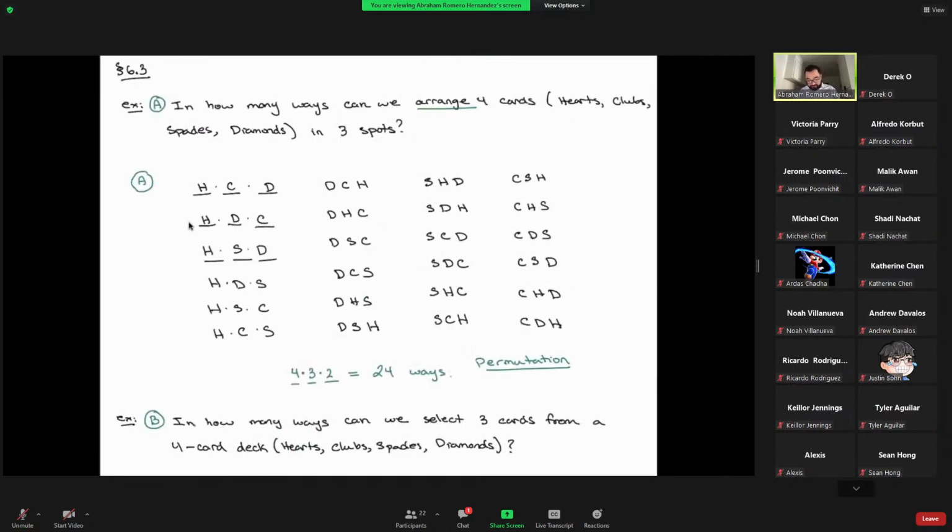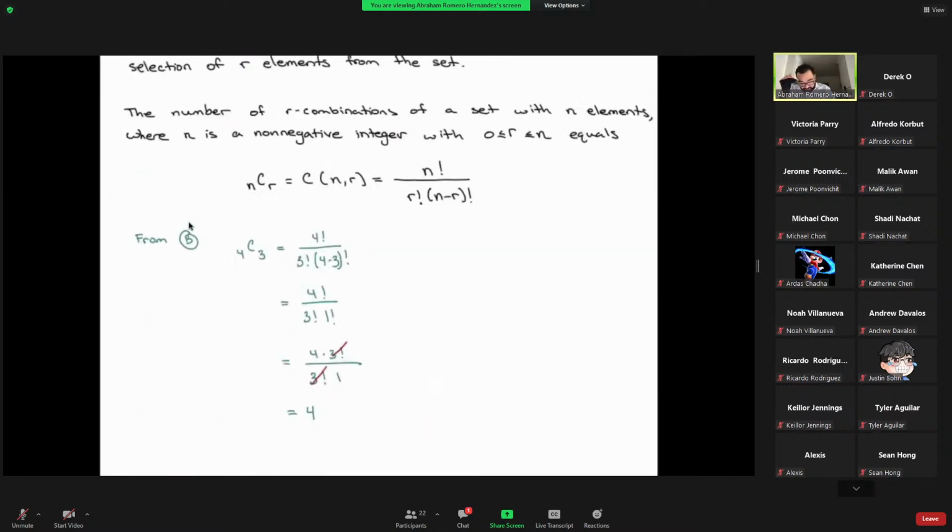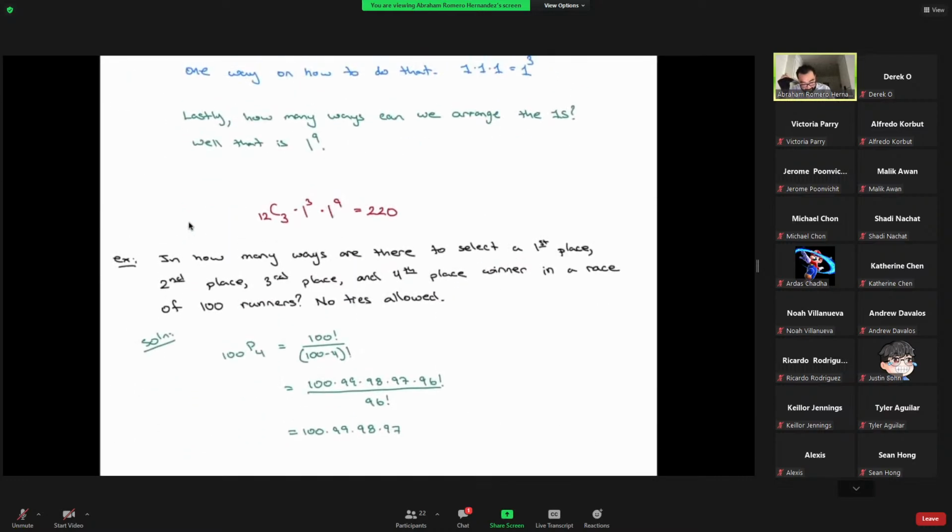Okay, what was the last section I did? 6.3. So this is the last section I did, permutations and combinations. So we're going to do section 6.5 today. And I'm going to state this again. Well, actually, no, it's the first time I'm stating it today.